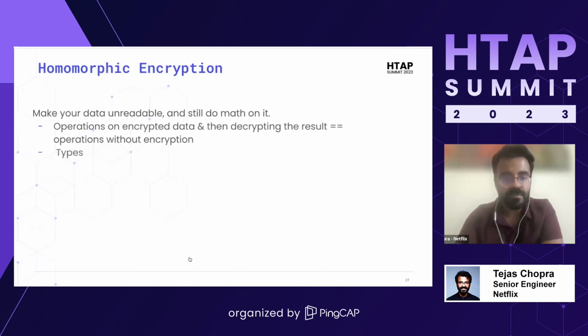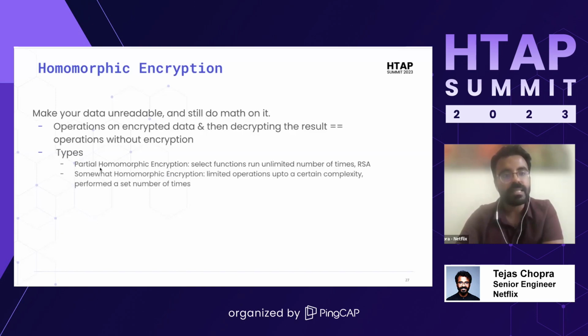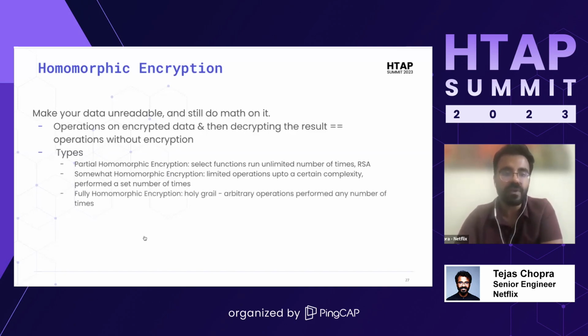There are several types of homomorphic encryption. There is partial homomorphic encryption, where you have select functions that run an unlimited number of times. There is somewhat homomorphic encryption, where you have limited operations up to a certain complexity performed a set number of times. And there is fully homomorphic encryption, where arbitrary operations can be performed any number of times.